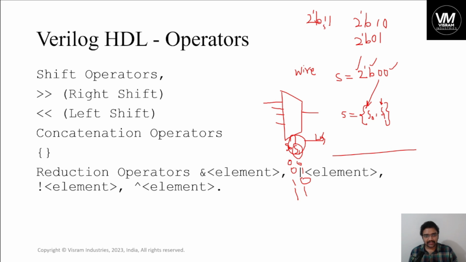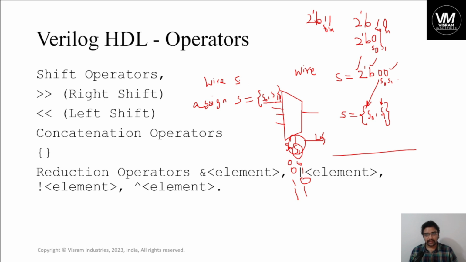Now S0 is equal to 1, S1 is equal to 1. Now S0 is equal to 1, S1 is equal to 0. S0 is equal to 0, S1 is equal to 1. So this is S0 and this is S1. You can say S can be assigned as a single wire. So you need to declare wire S. In Verilog HDL, how do you write it? Assign S is equal to concatenation of S0 and S1.